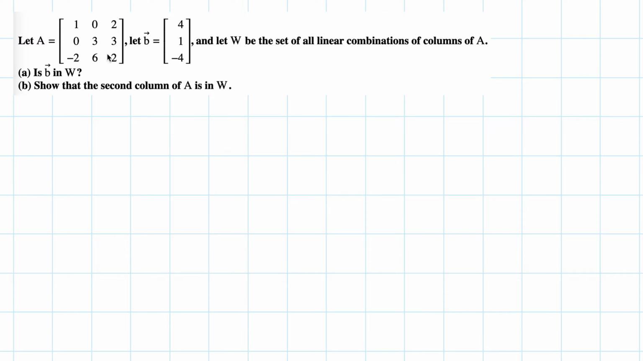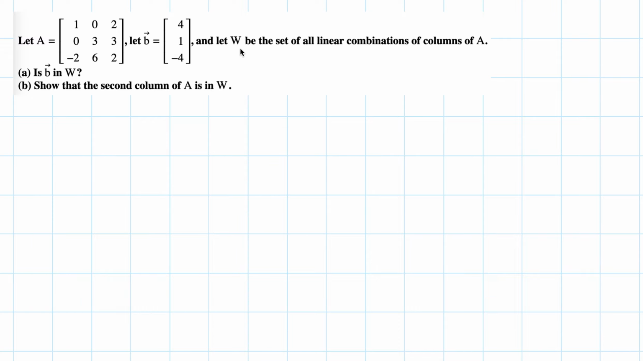A 3 by 3 matrix, 3 rows, 3 columns. Let B be a column vector, and let W be the set of all linear combinations of the columns of A. So W is in fact the span of the columns of A. We have 3 columns. The question in part A is, is vector B in W?